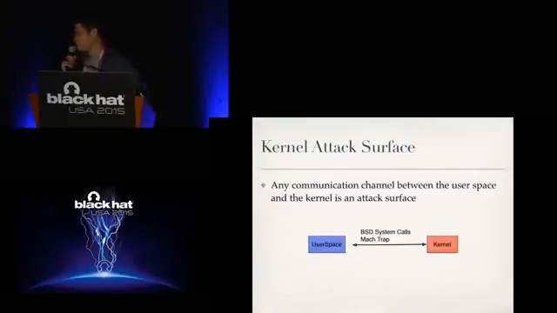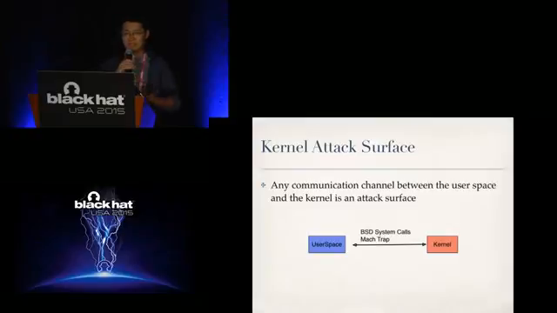After the user land part, let's have a look at the kernel attack surfaces. Basically, any communication between the user space and the kernel space could be an attack surface. There are two ways to trap into the kernel from user space. The first is the BSD system calls, like open, write, read. And the other is a Mach trap. This is very special to iOS devices.